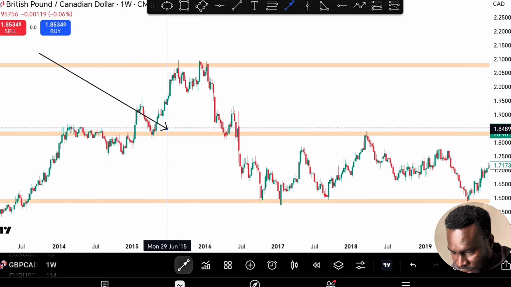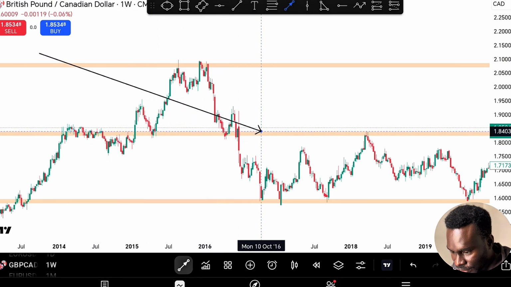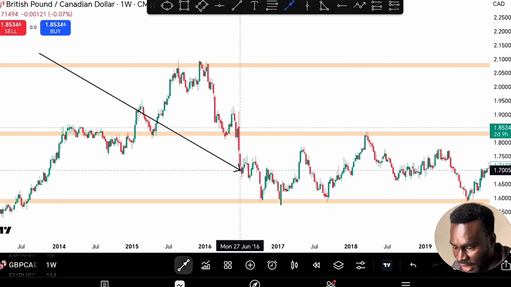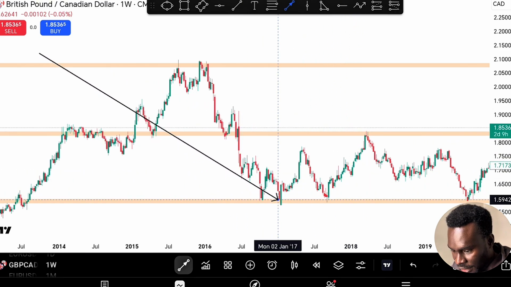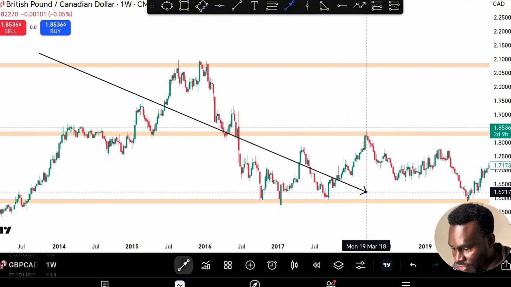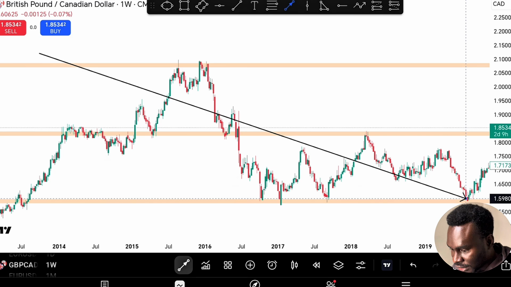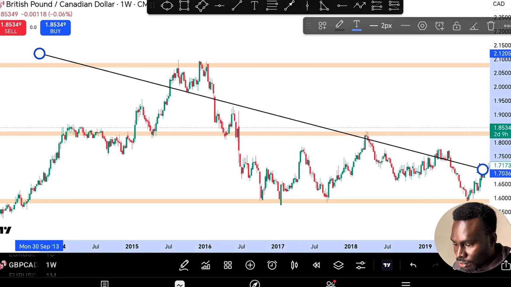This is another touch. This is another touch. This is another touch. Now this is another touch. So this is a valid zone as well. And then we've got a touch here and right here. This is a valid zone. And if you go into the future, we've seen that it came and respected this zone and still went all the way up. So those are valid zones.